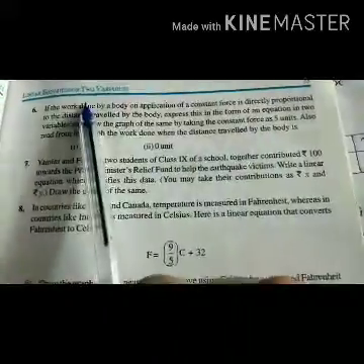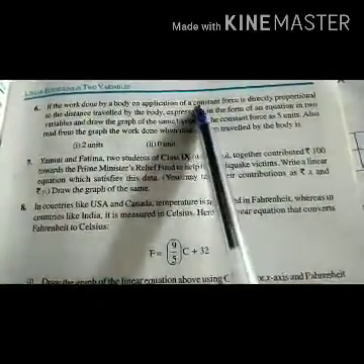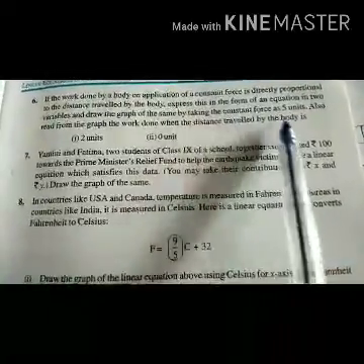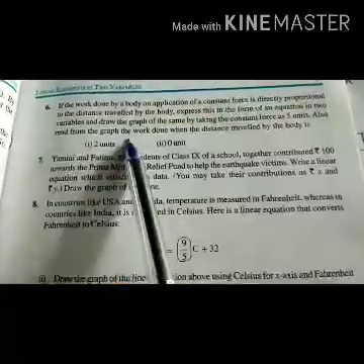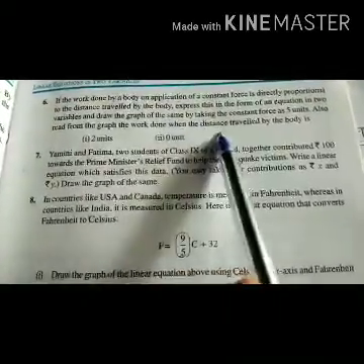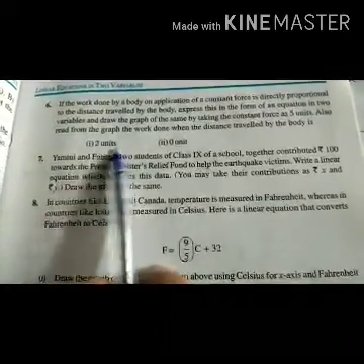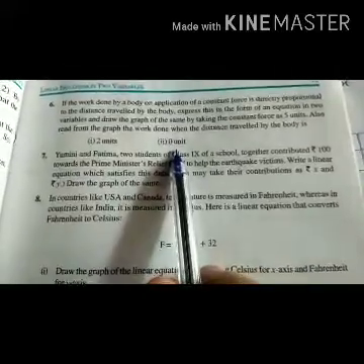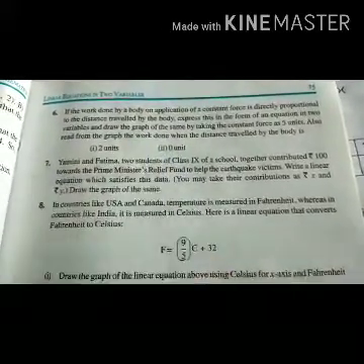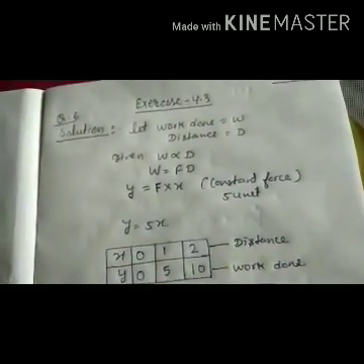Here we have the work done, which is directly proportional to the distance, and we are using a constant force. This constant force is equal to 5 units. Also read from the graph the work done when the distance traveled by the body is 2 units and 0 units. Now here we have the solution of this question.